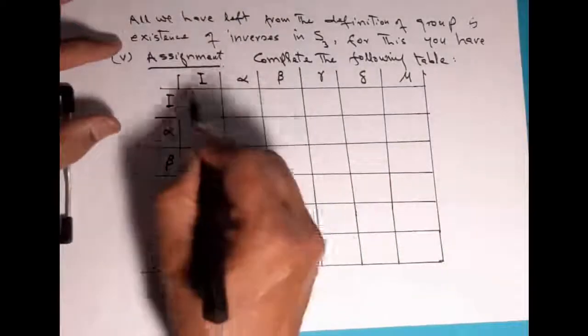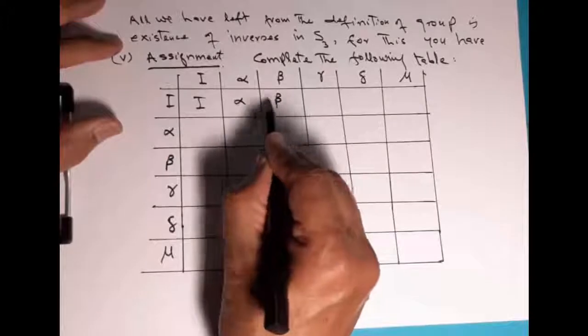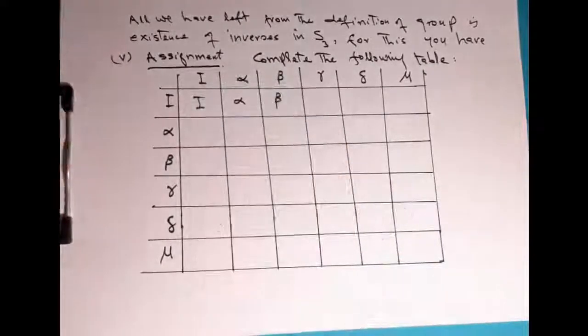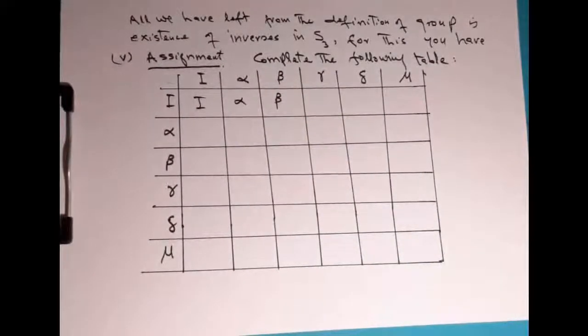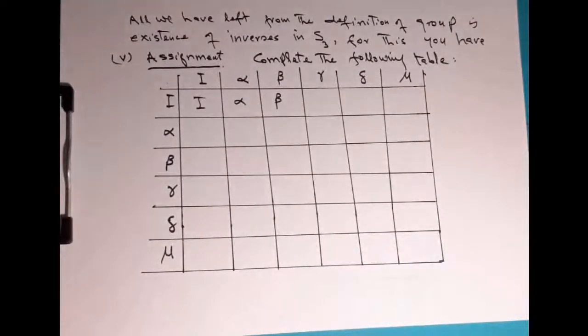Identity permutation will give you identity, alpha, beta, you have to complete all of this yourself. You have to complete this table, and having completed this table you will be able to see that each element of this set S3, the set of permutations on 3 elements, has an inverse. You will be able to see that. So complete it as an assignment.